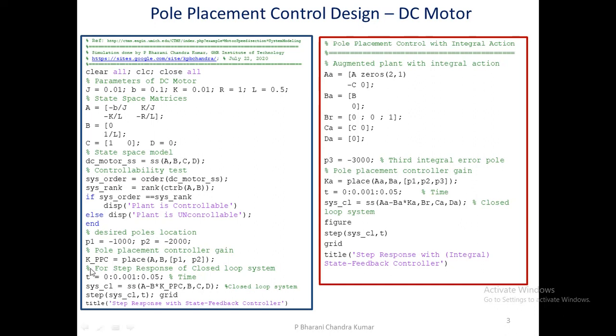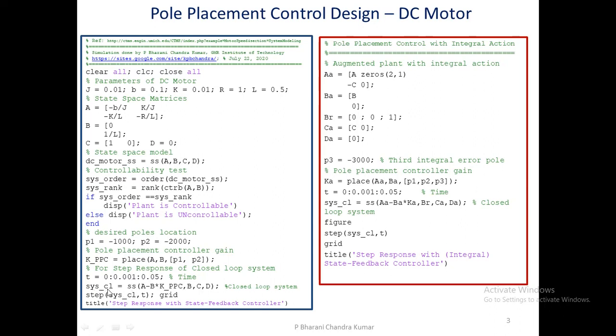Once this gain has been obtained, we plot the step response of the closed loop system. We are interested only in the first 0.05 seconds because we want the settling time to be less than 0.06 seconds, so that's why we have limited it. On the x-axis you will only see time till 0.05, and 0.001 is the increment value. If you want a finer plot, you can take a smaller value, but it will take more time to plot the results.